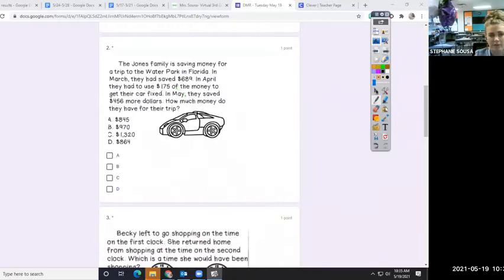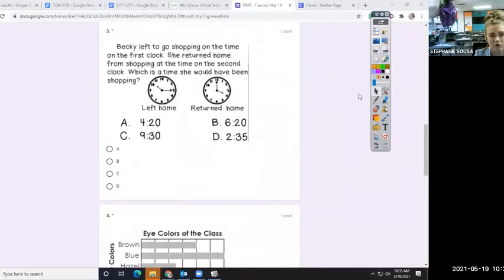Okay, 2 steps there. Next up, Becky left to go shopping at the time on the 1st clock. She returned home from shopping at the time on the 2nd clock. Which is a time she would have been shopping? Okay, so our hour hand for our 1st clock is after the 10. The minute hand is at the 5, 10, 15 mark. So she started shopping at 10:15. She stopped shopping. It's pointing right at the 4, and I know that because my minute hand is right at the top of my clock at the 0. So between 10:15 to 4 o'clock, Becky was shopping.